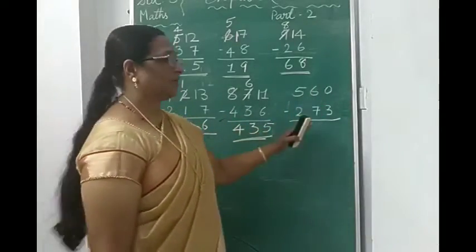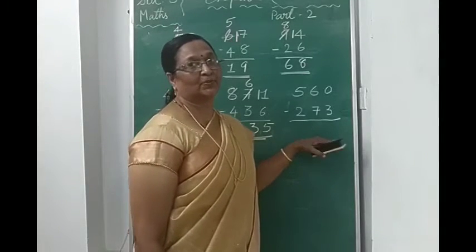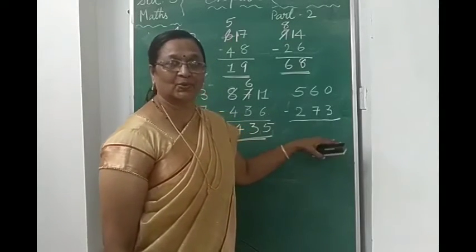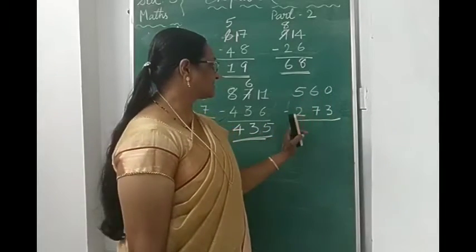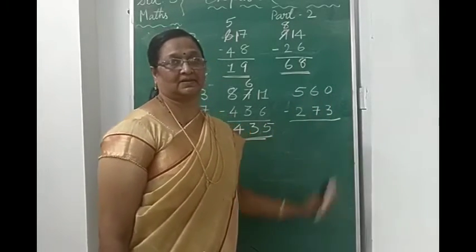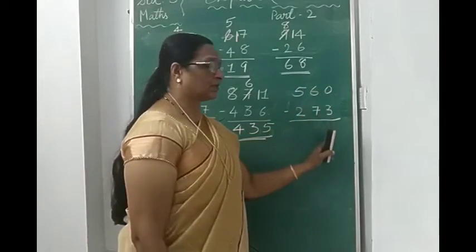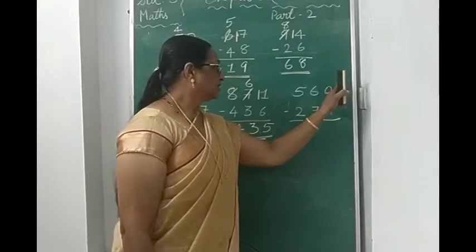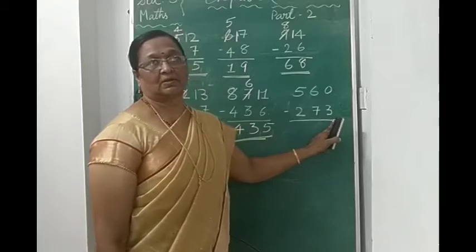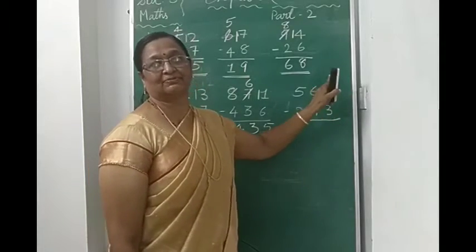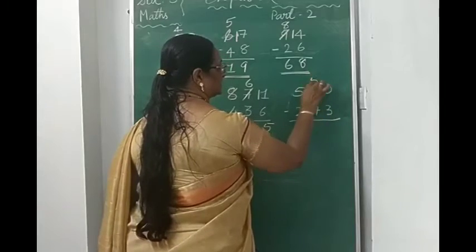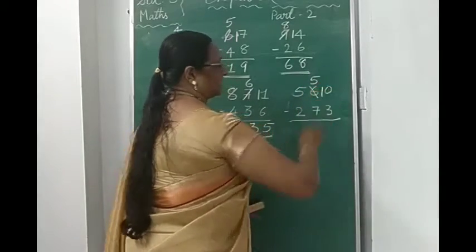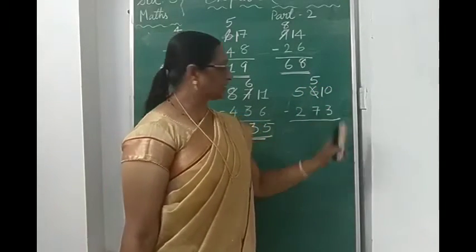Another one more. This is the last one. I hope you are able to do by this time. So you can do with me this 560 and 273. Same way, first we are going to compare the digit, this 0 and 3. We cannot subtract 3 from 0. The same way we have to borrow from tens place, and it is going to be 10.